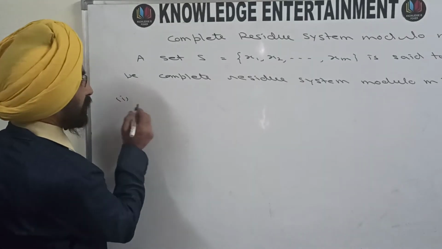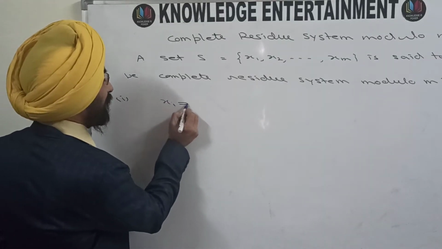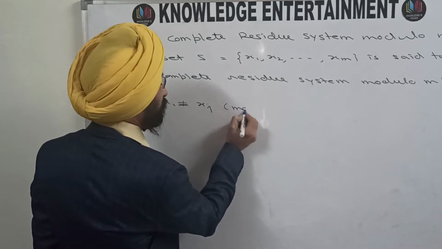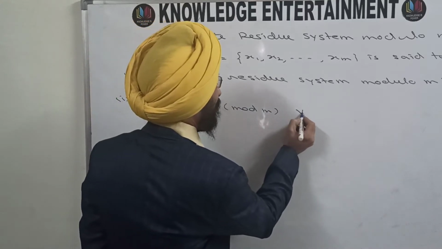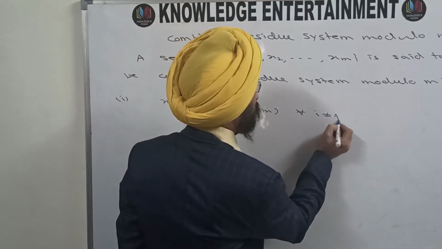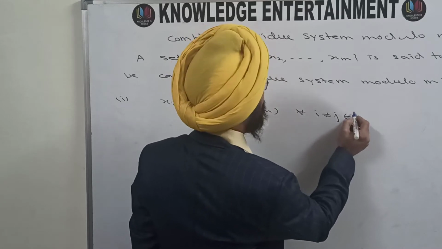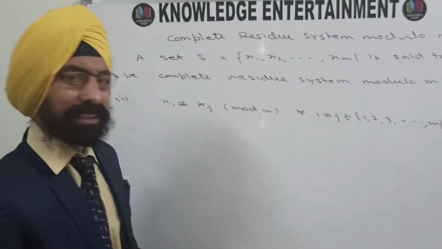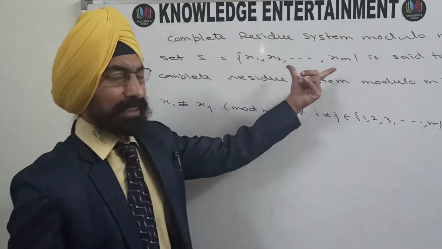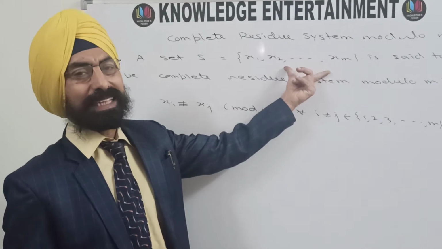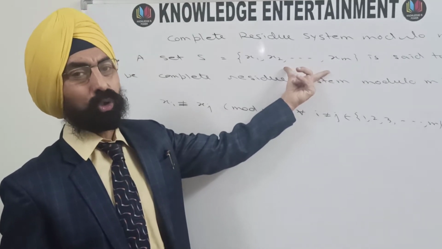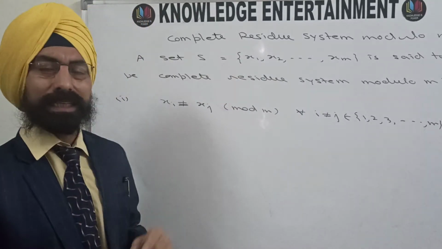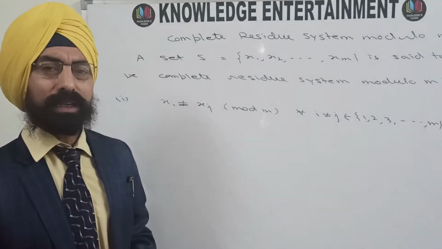One is that xi is not congruent to xj modulo m for any i not equal to j belonging to the set 1, 2, 3 up to m. That means in the set S, if you take any two members, then they are not congruent to each other modulo m. This is the first condition for a set S to be a complete residue system modulo m.